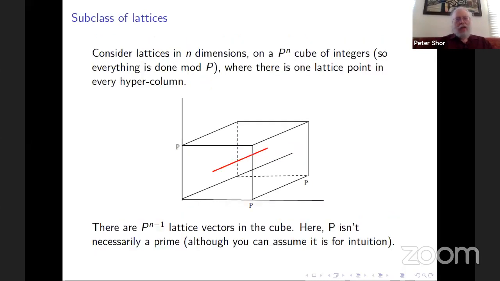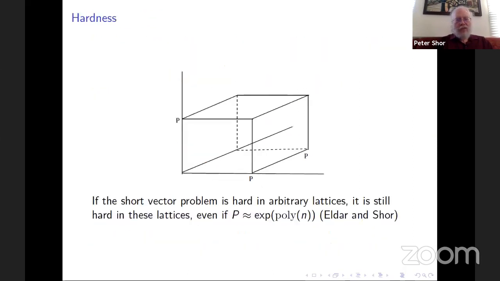And I want to claim for the original lattices, if the short vector problem is hard in arbitrary lattices, it is still hard in these lattices, even if p is only exponential in n. So this is something we proved in our paper. I think you can probably get it from other lattice theorems about lattices.